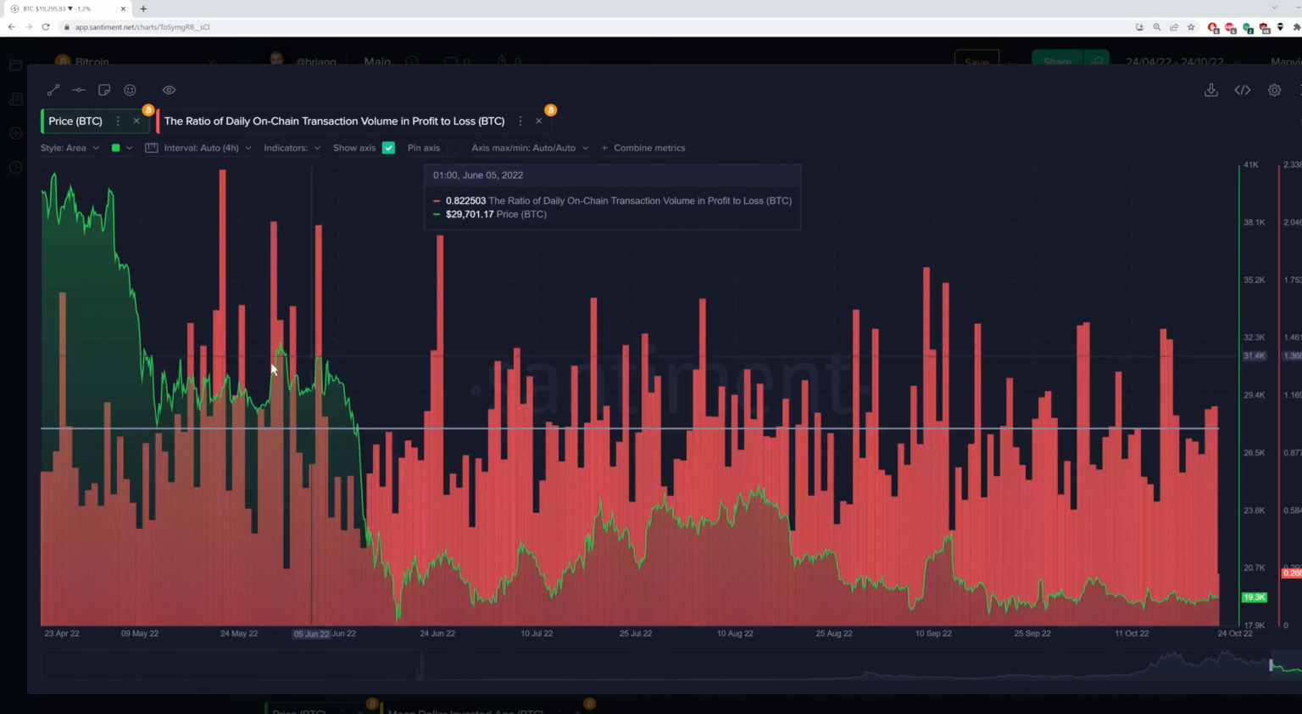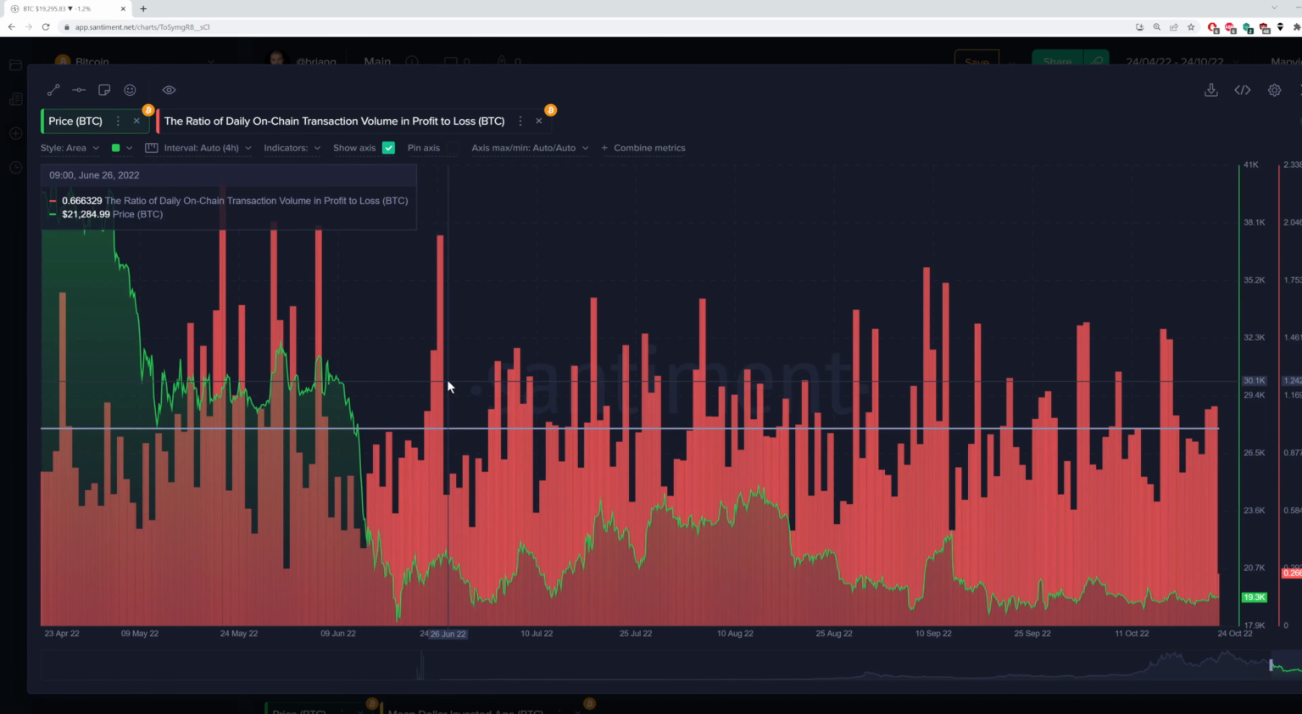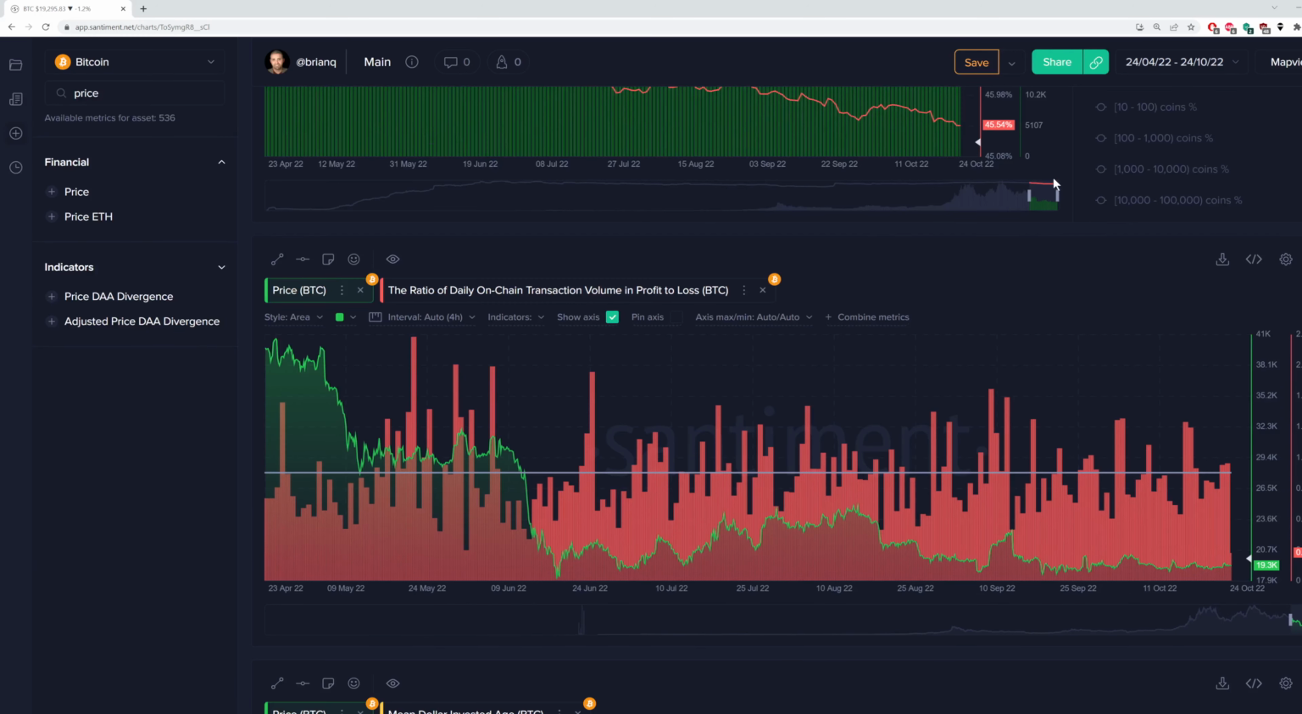They're definitely great for marking local tops though, and you'll often see, especially with lower tier assets, a huge spike in ratio of transaction volume and profit to loss, and that marks a top so many times when the price has been climbing up to that point. So it's another very good profit-taking metric.